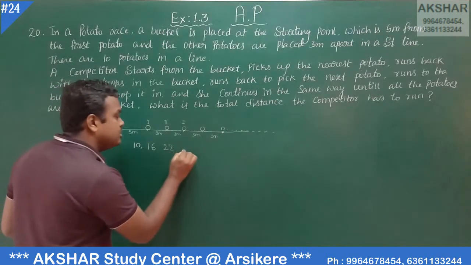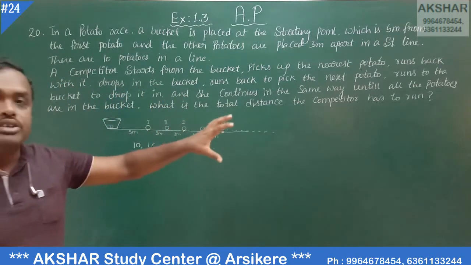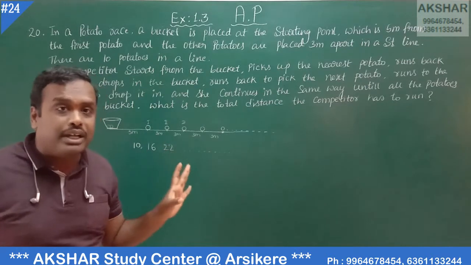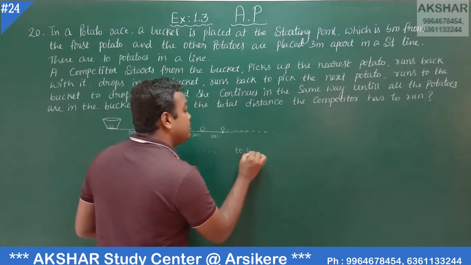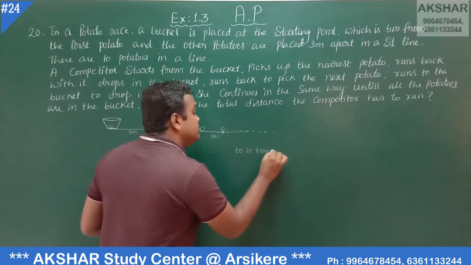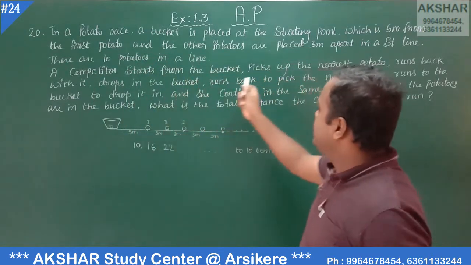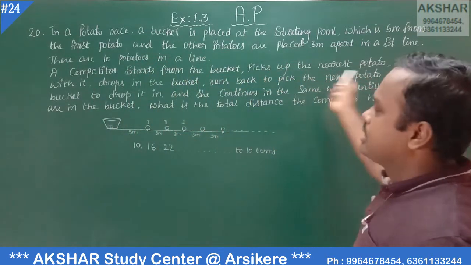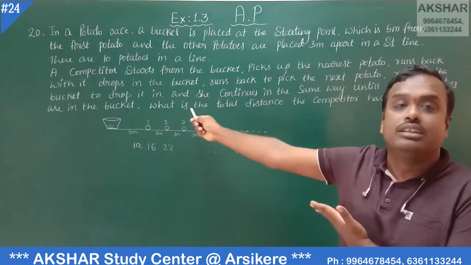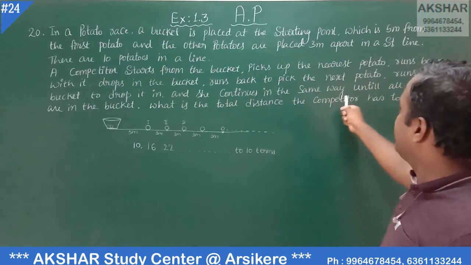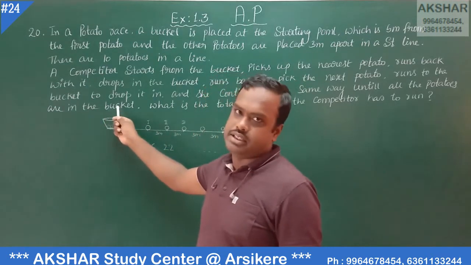The same procedure continues, children, until all the 10 potatoes are dropped in the bucket. So how many potatoes are there? Up to 10 potatoes, nothing but I will write 10 terms. Okay, children, so this is the question. Drop in the bucket, runs back to pick the next potato, runs to the bucket to drop it, and she, oh here the competitor is a girl, she continues in the same way until all the 10 potatoes are in the bucket.